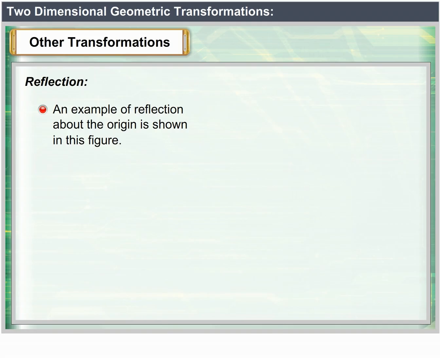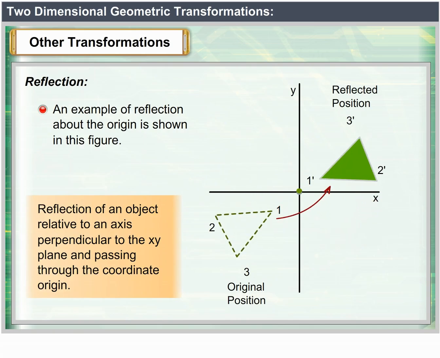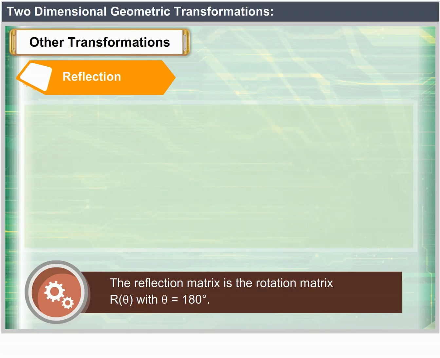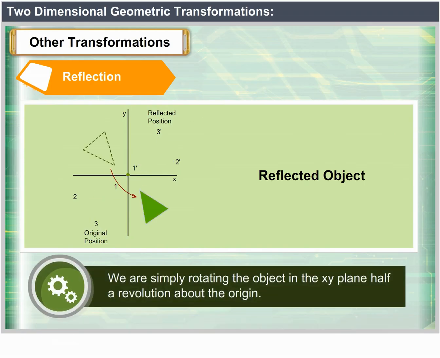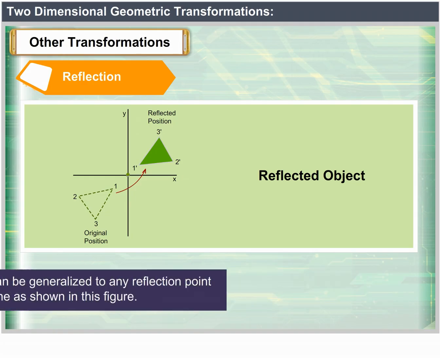An example of reflection about the origin is shown in this figure. The figure shows the reflection of an object relative to an axis perpendicular to the xy plane and passing through the coordinate origin. The reflection matrix is the rotation matrix R theta, with theta being 180 degrees. We are simply rotating the object in the xy plane half a revolution about the origin.